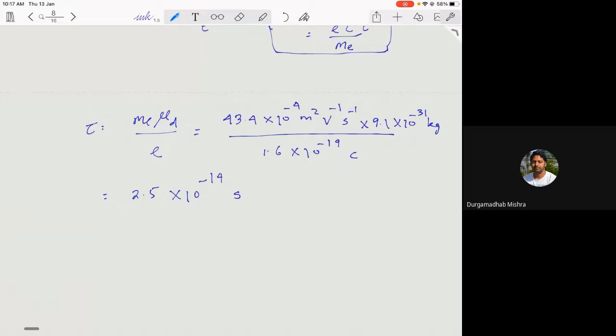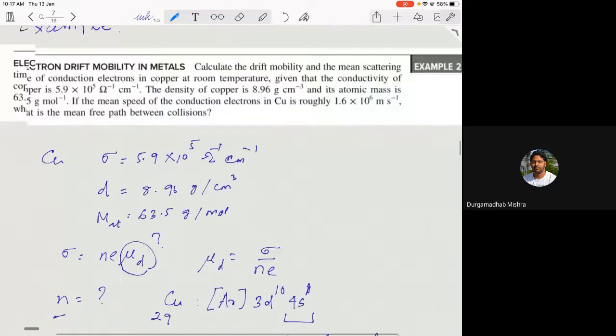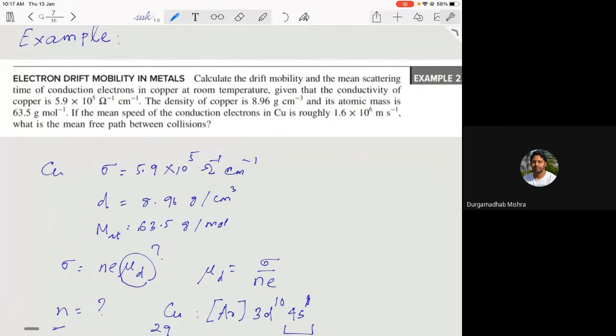Okay, so you can imagine how fast the scattering is happening, and still you get a good conductivity in this material. So also I think there was one more thing we need to calculate. We wanted to calculate the mobility, then the scattering time, and then, if the mean speed of the conduction electron is this much, what is the mean free path between collisions.